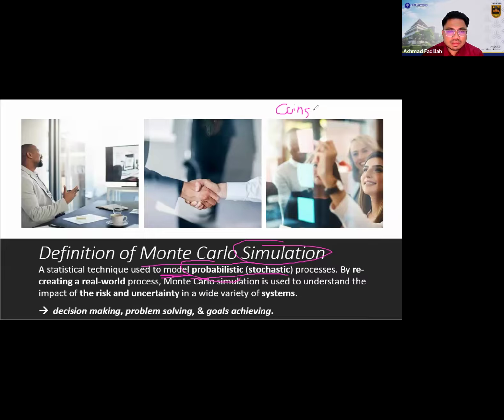If we're talking about the probabilistic, about the coins, how many events can we get from flipping the coins? How many events or moments or results after you flip the coins? You have one coin, and if you flip the coin, how many events can you get?